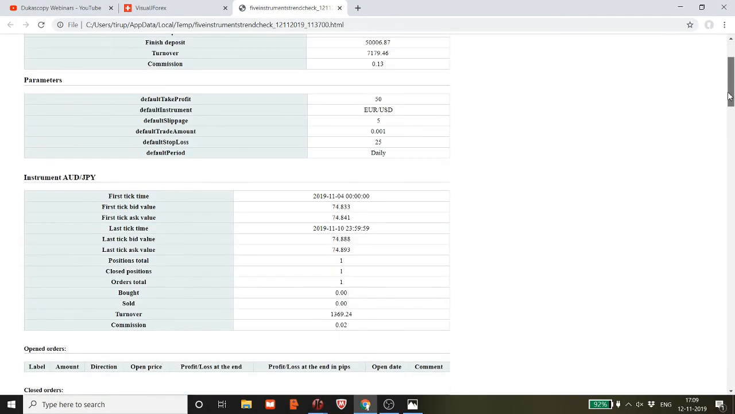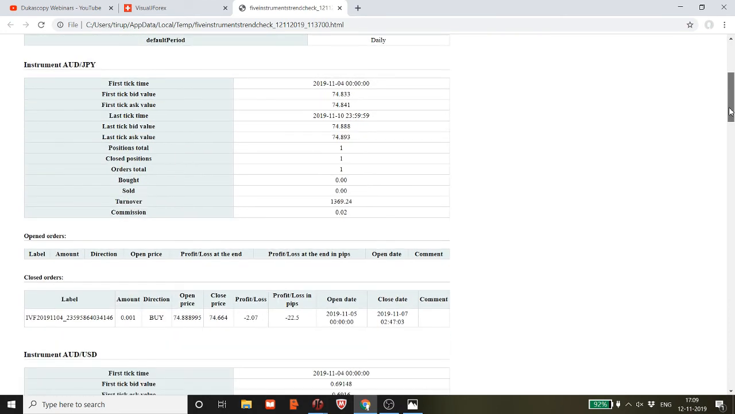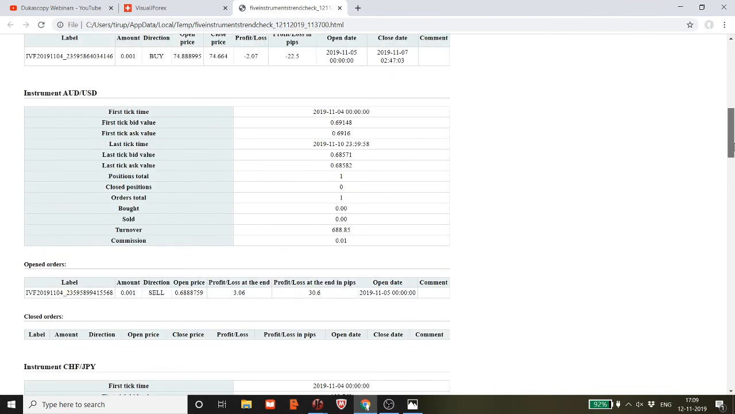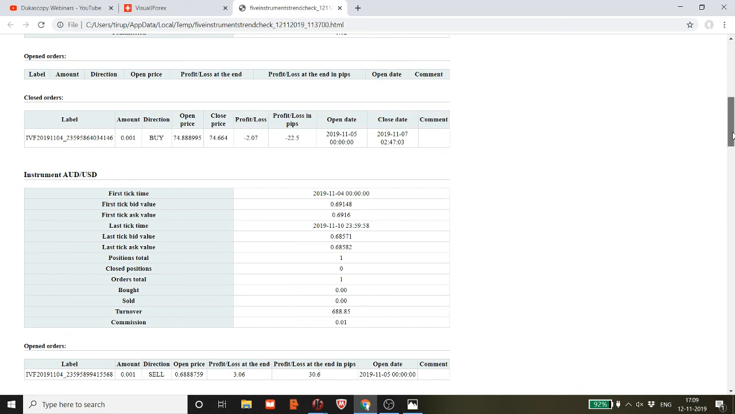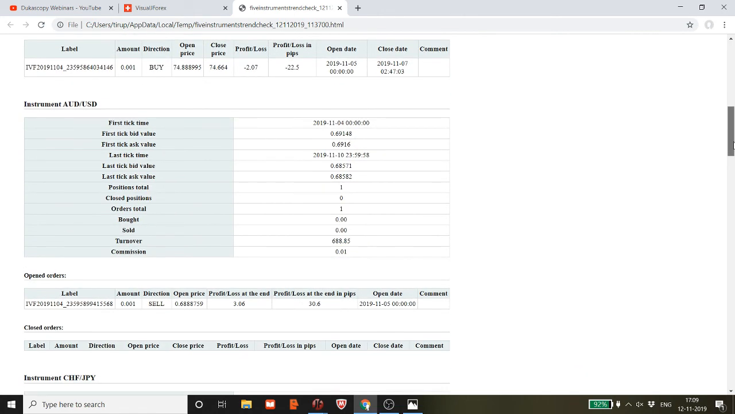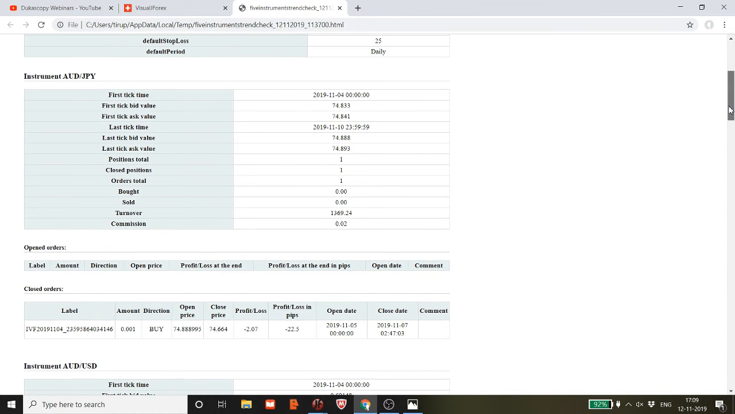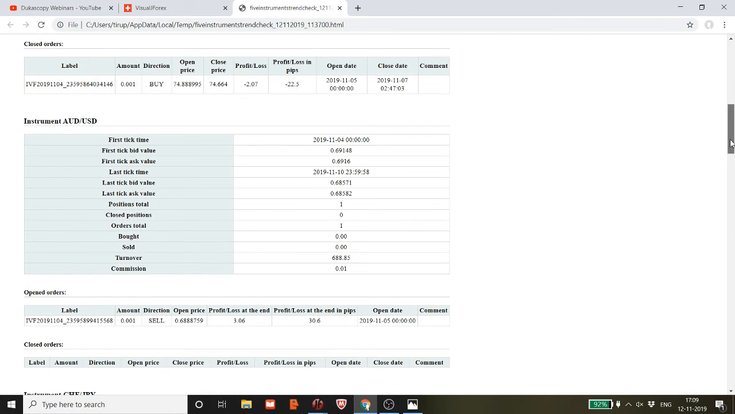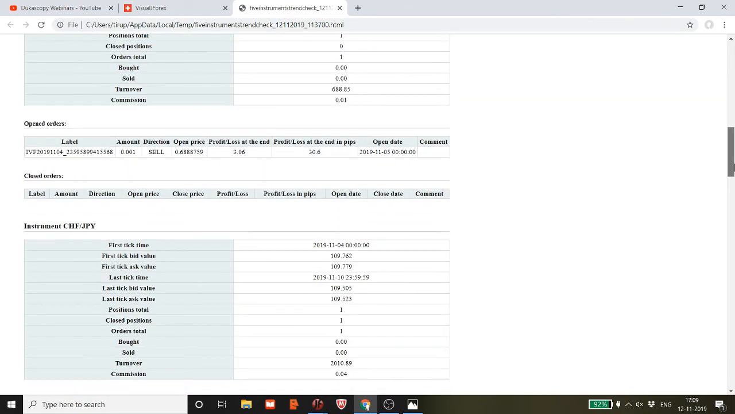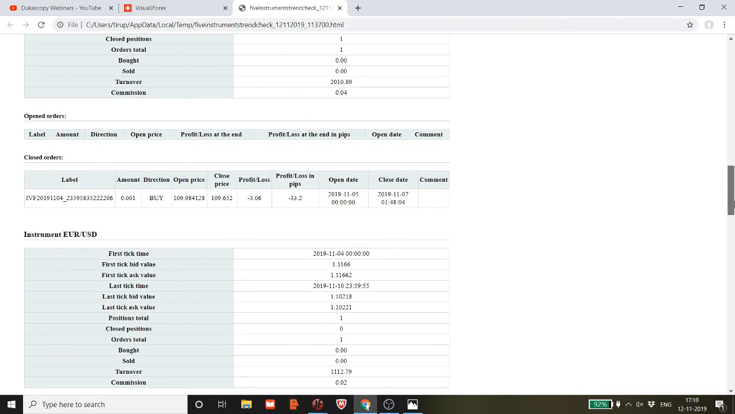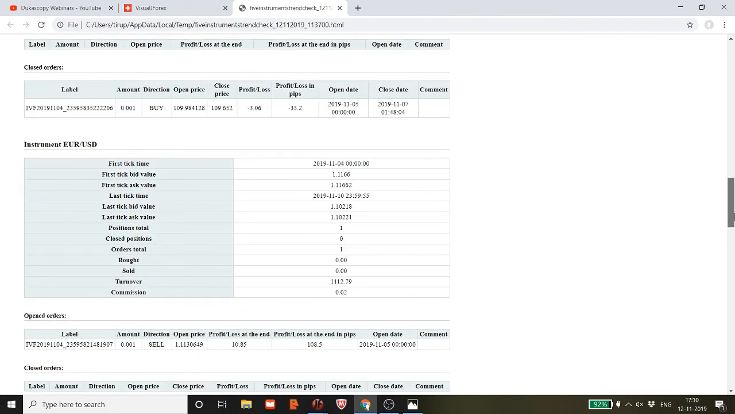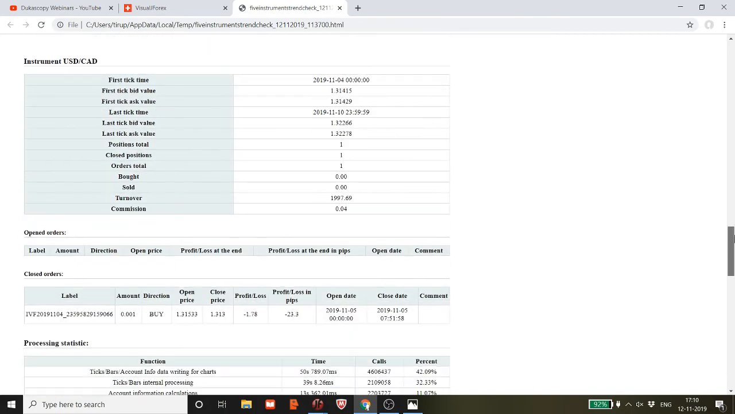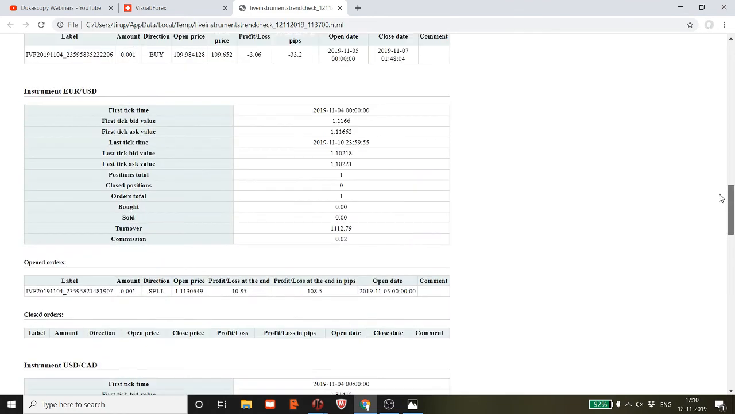So one trade has closed in loss, and then it has executed. Now still the trade is open in AUD USD, and AUD JPY, it has closed the trade in loss. AUD USD, it's open in profit. CHF JPY, one trade closed in loss. Euro USD, it is open and 108 pip profit in the end. And then USD CAD closed in loss.